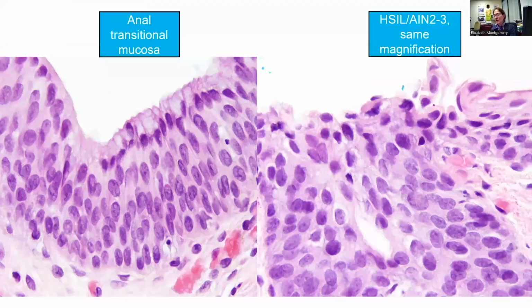So this is a beauty contest, and we have just normal anal transitional mucosa taken at the same magnification as a high-grade squamous lesion. And you can see that if something's embedded funny, there's a little overlapping here in the normal stuff. So I know I find myself confused sometimes, but there's a lot of overlapping in this intraepithelial neoplasia or dysplasia or SIL, whatever your favorite term is.